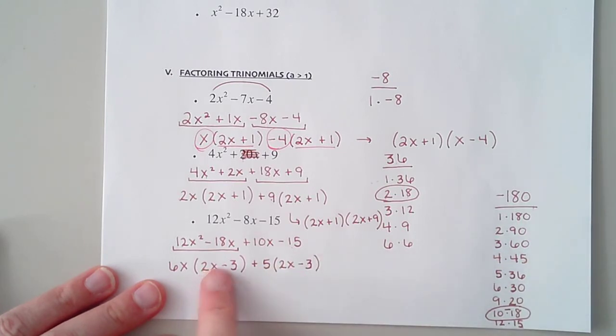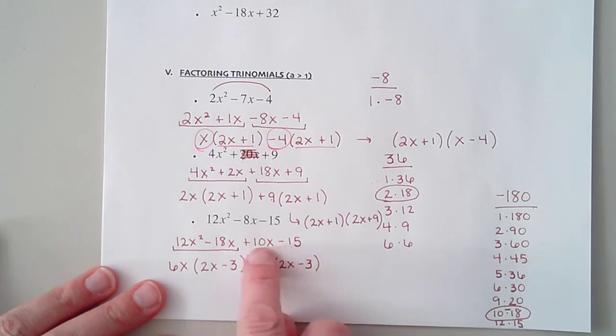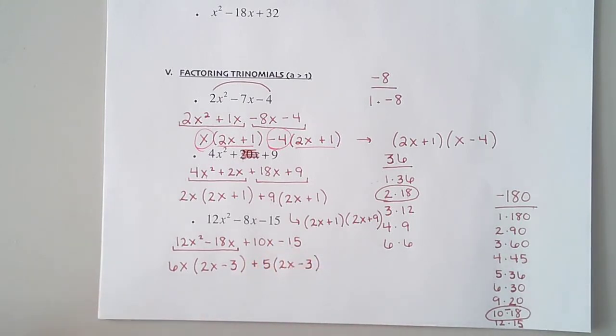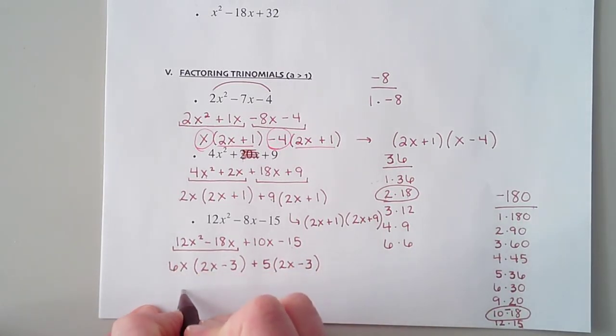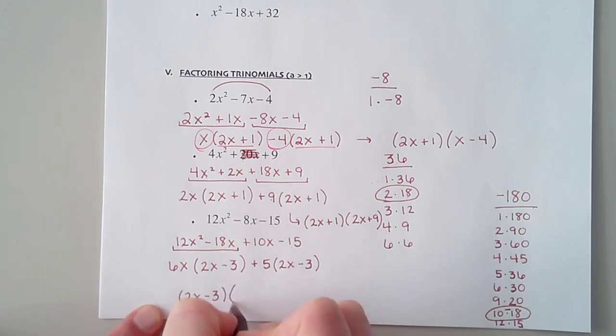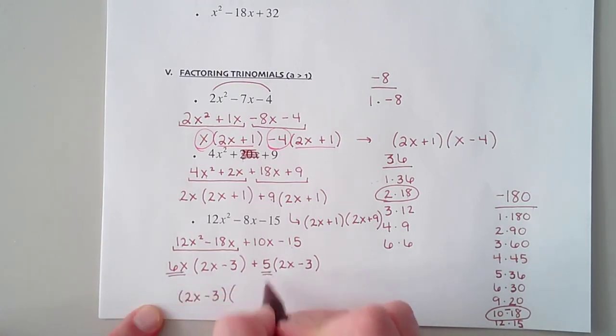If I did everything correctly, this parenthesis should always match this parenthesis. But I always just kind of check that as I'm pulling the numbers out here, to make sure that it actually worked out correctly. And then for my factors, my first factor will be that 2x minus 3 that they have in common. My second factor will be the 6x plus 5.